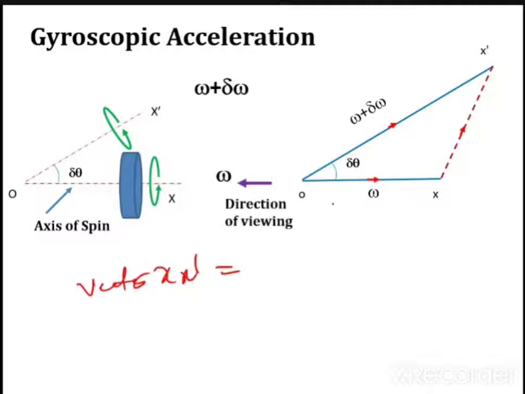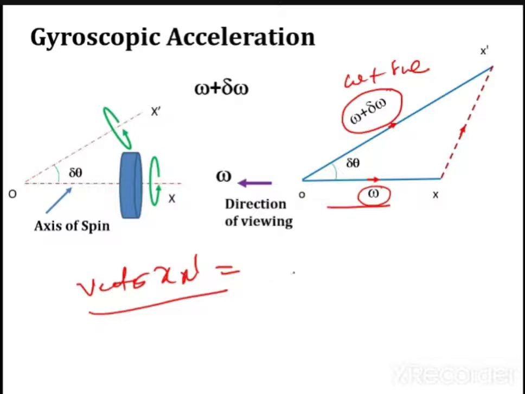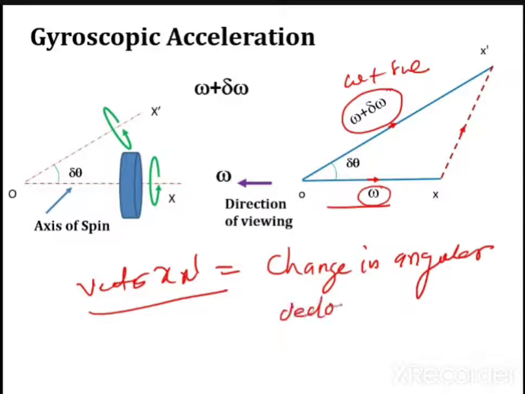See, vector OX represents the angular velocity omega of a disk. Vector OX represents the new angular velocity, omega plus del omega. Then after drawing a vector diagram, I am getting a vector x dash. Can anybody tell me what this vector x dash represents? Change in angular velocity. Yes, very nice. It is very important to understand that it represents the change in angular velocity.